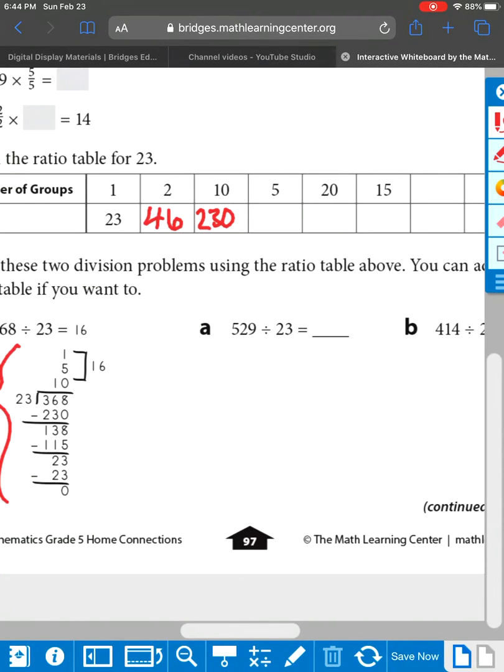5 groups is going to be half as much. So I know half of 230, well, half of 200 is 100, and then half of 30 is 15. So it's going to be 115.